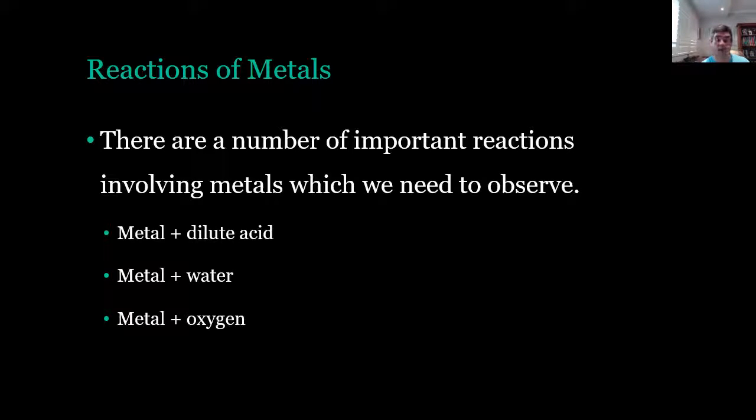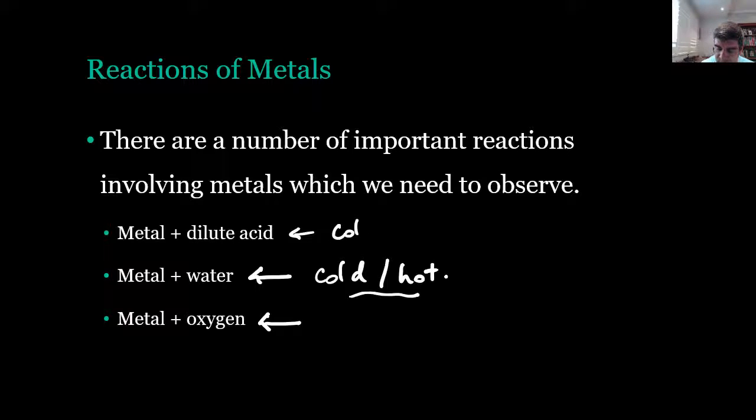So the three that you need to keep in mind here are metal plus dilute acid, metal plus water, and metal plus oxygen. Now for metal plus water, we will carry out an experiment to distinguish between whether there's a greater reaction in cold water or in warm water, and we may even do the same thing involving cold or warm acids as well.